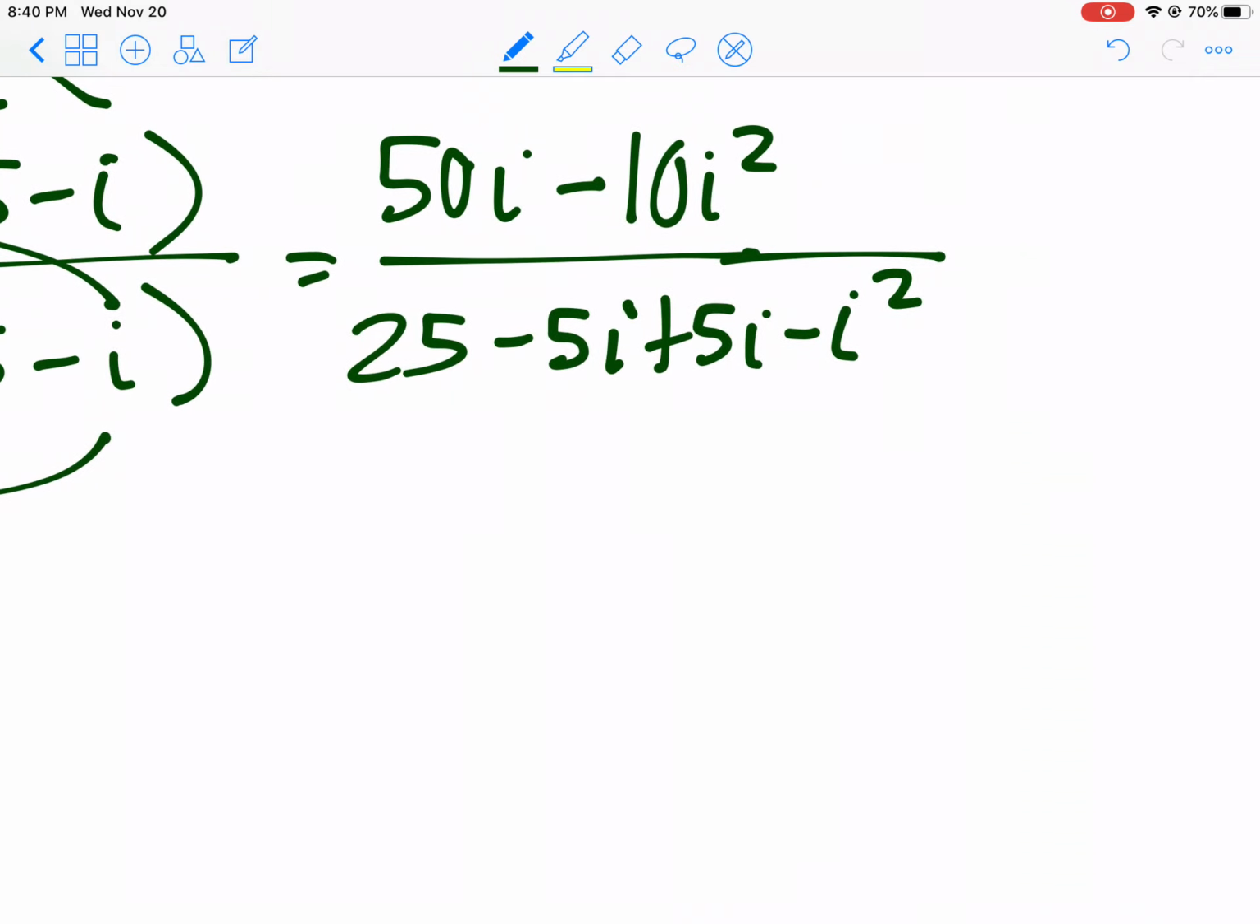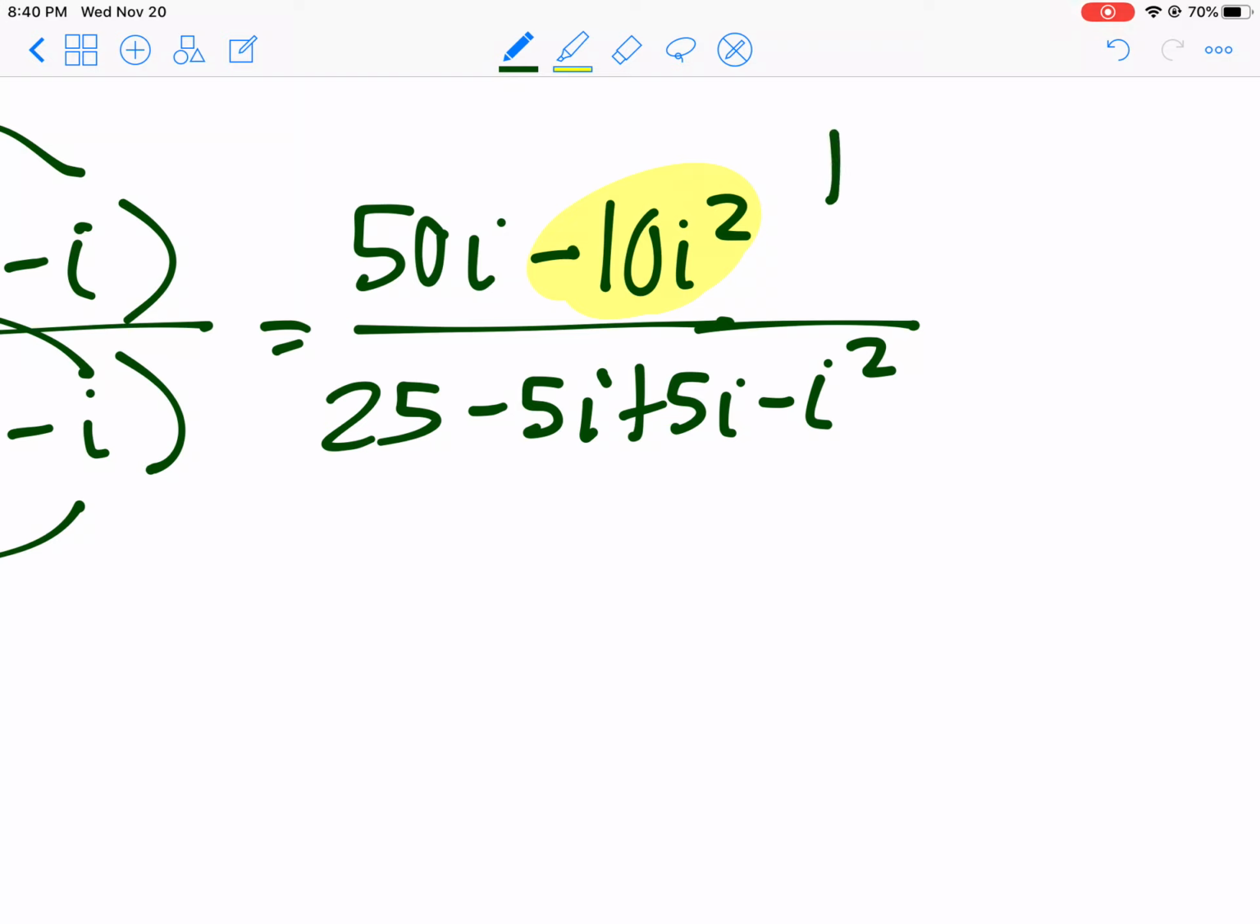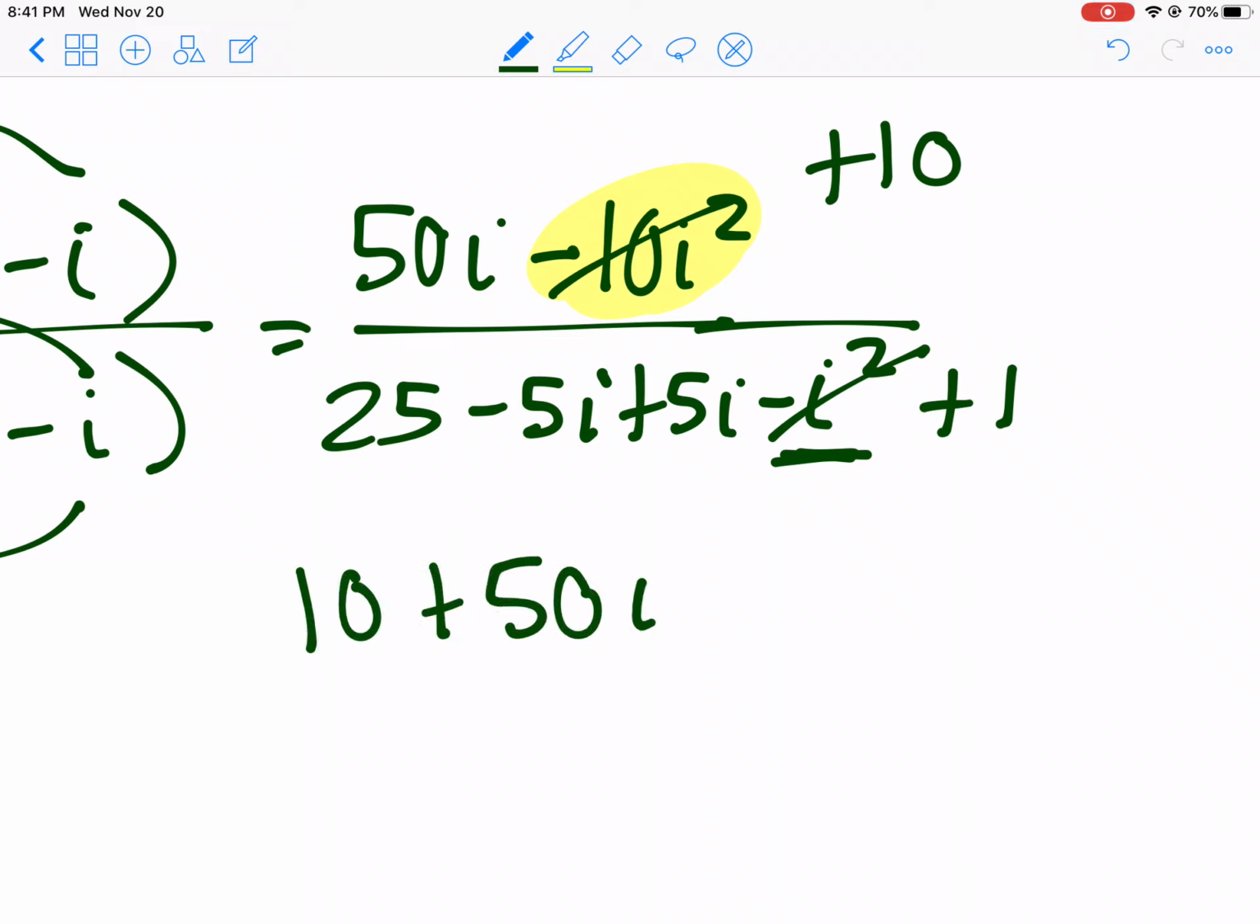All right, now let's simplify what we've got. Negative 10i squared is positive 10, right? Because i squared is negative 1. So if I multiply those together, I'll get positive 10. Negative i squared, that's negative times negative 1. So positive 1. Negative times negative is positive. So we've got that and this. So my new numerator is 10 plus 50i.